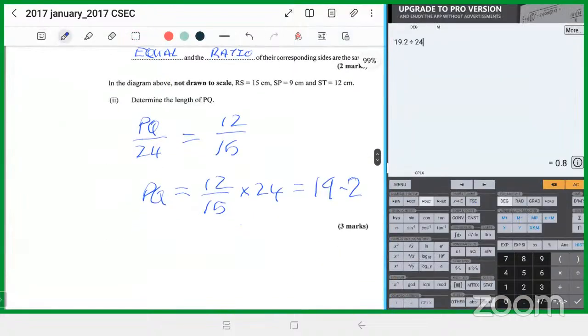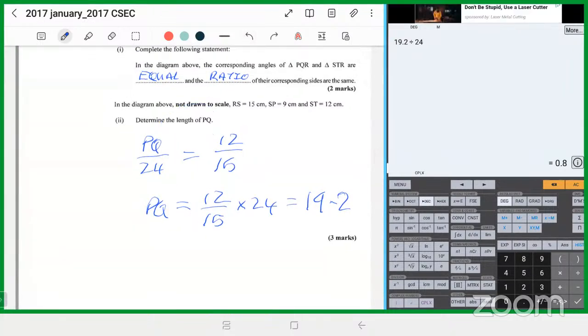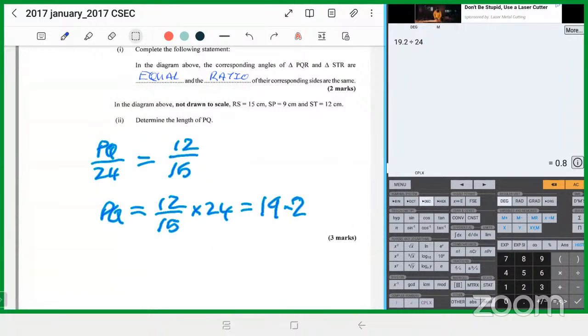That's it, 19.2. And they asked for the length, so I have to put the centimeters on it. Let's do the thing the right way. You have to say centimeters. 19.2 centimeters. All right, let's continue.